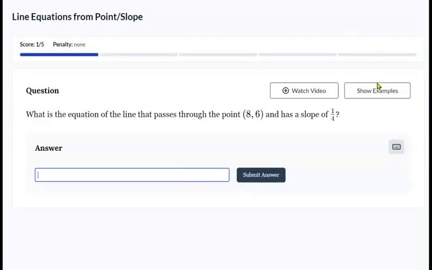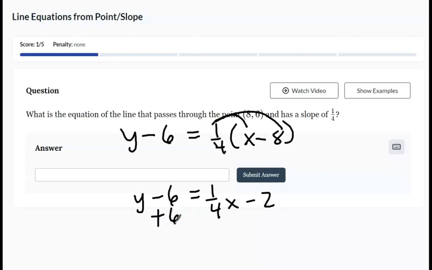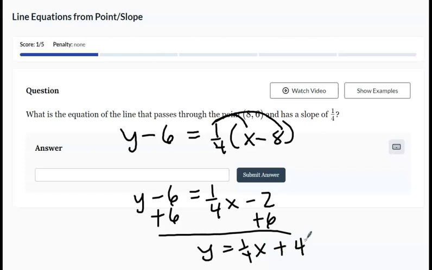All right, let's try one more problem. Again, we're going to put the parts into the formula. So y minus 6 equals 1/4 parentheses x minus 8. There's no double signs to simplify, but there is distributing. So y minus 6 equals 1/4 x minus 2. Add 6 to both sides. Y equals 1/4 x plus 4.